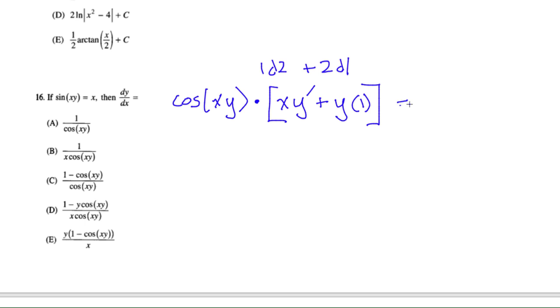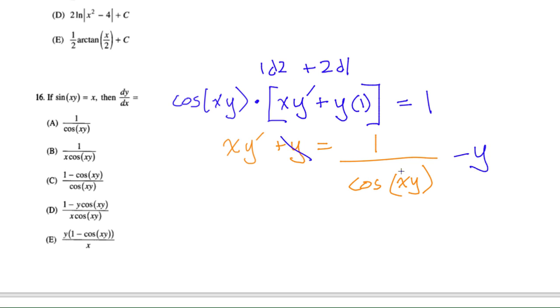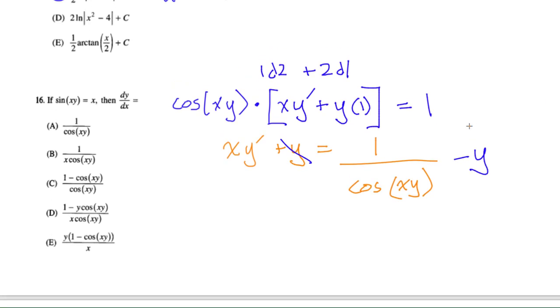Okay, and that's going to be equal to, what's the derivative of x on the right-hand side? 1. Perfect. And I'm solving for y prime. So let's divide both sides by cosine xy, and I'm now left with x y prime plus y is equal to 1 divided by cosine of xy. From there, I need to subtract y, and then divide both sides by x.